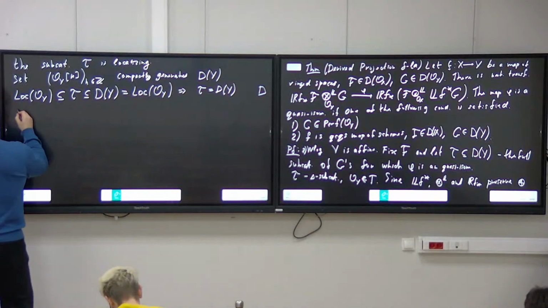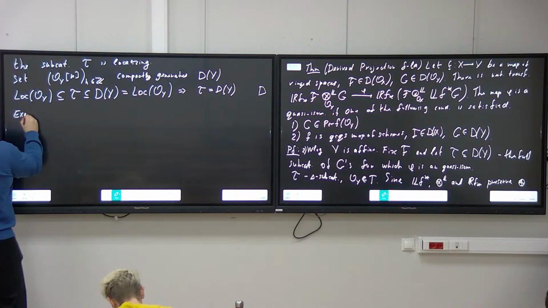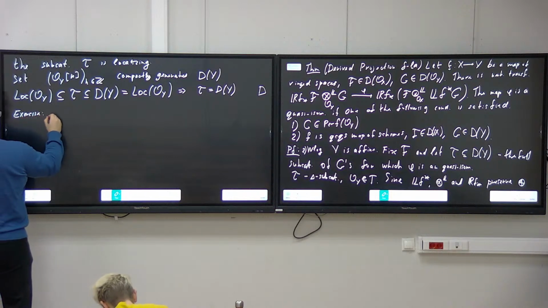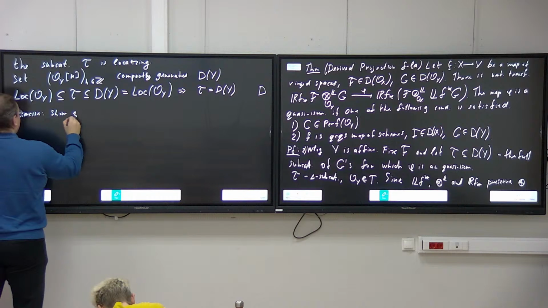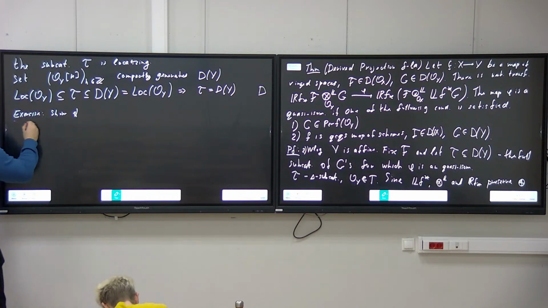Yeah. So also, to be completely formal, let me say that this is the proof of 2, right? And exercise: show 1, which I kind of just solved. It's just a simple variation of this. Okay, so that's the proof of the derived projection formula.